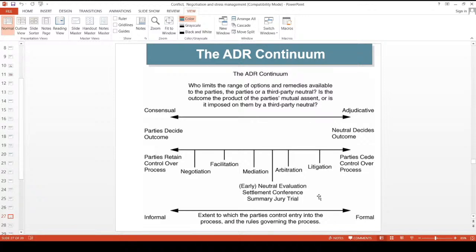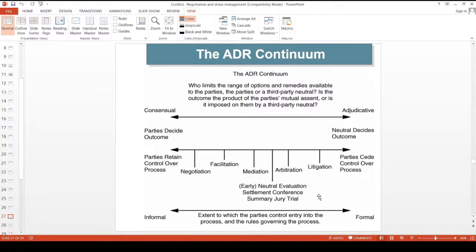Whenever we go towards the more formal process, it will again be more adjudicative in nature. Adjudicative means that there may or may not be consensus, but the decision will be binding on all of the parties, whether they have the consensus or not.